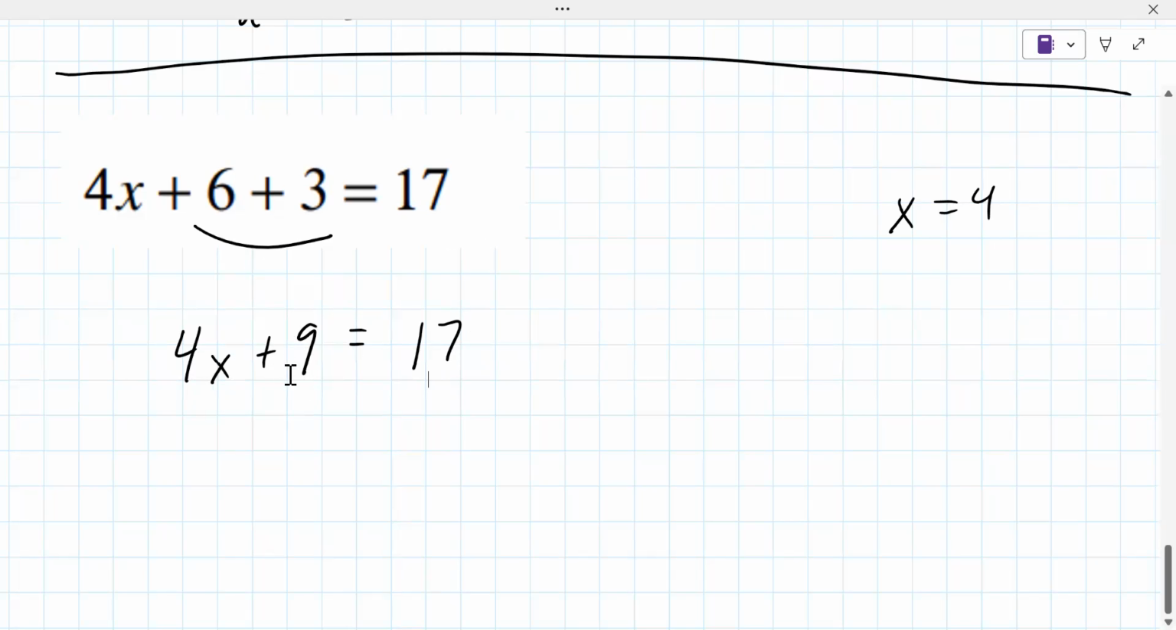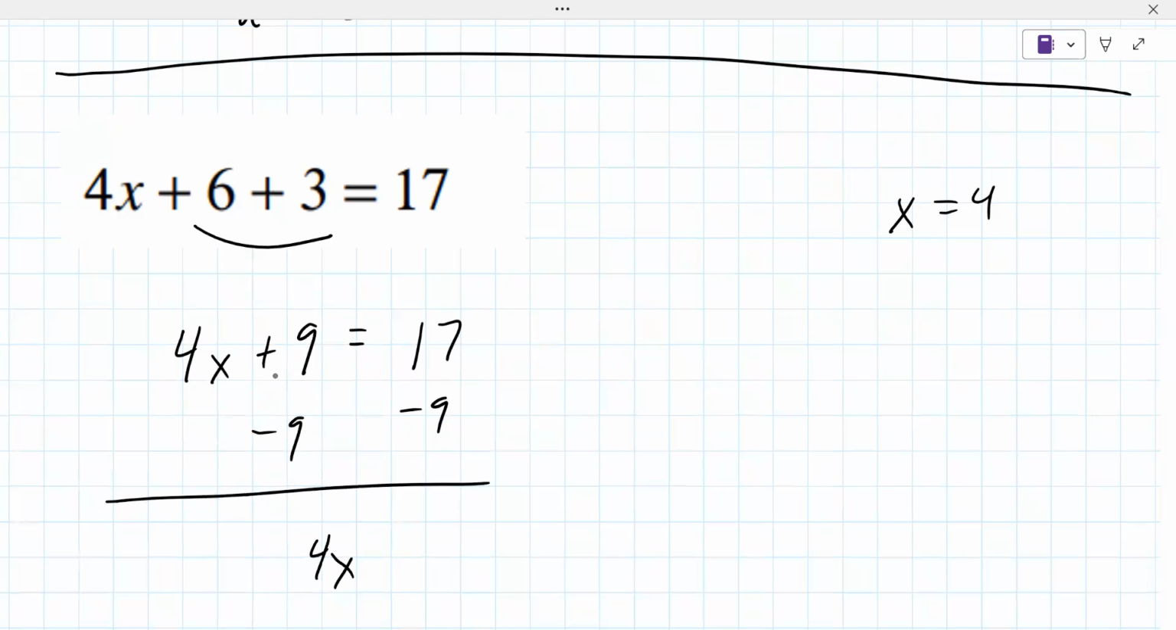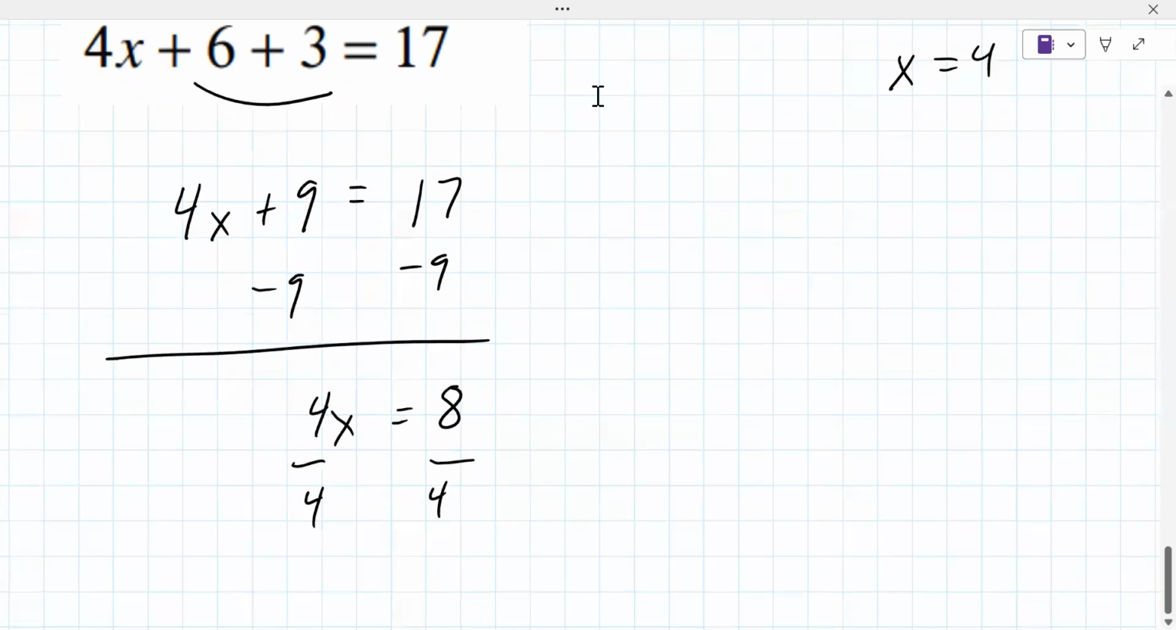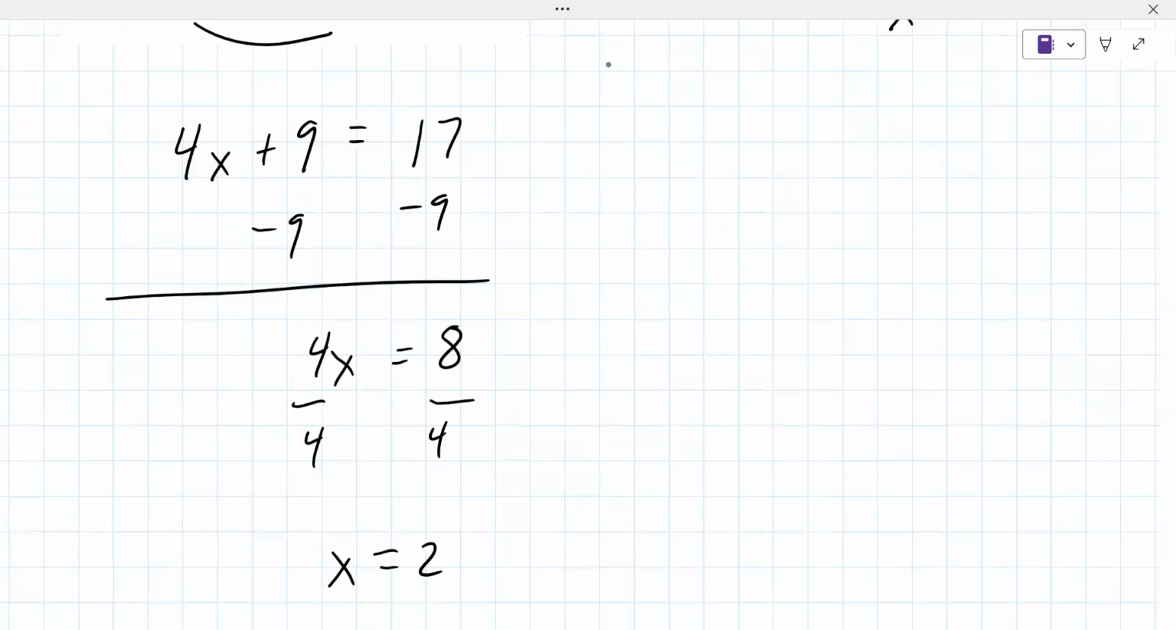So what number are you going to subtract? 9. If I subtract 9 from both sides, what does that become? Yeah, I was saying that. And that equals 8. Okay, and then now you're almost there. You should divide by what number? 4. I thought for some reason you had to subtract, but that's 2. X equals 2. Good.